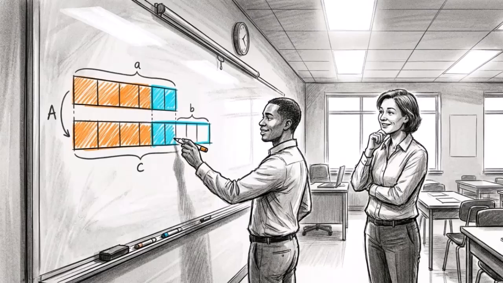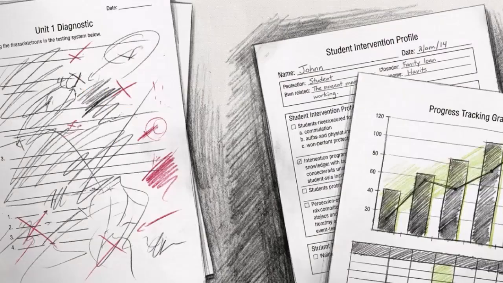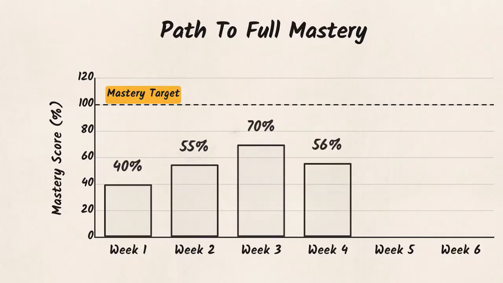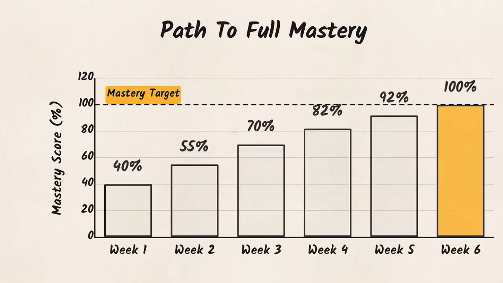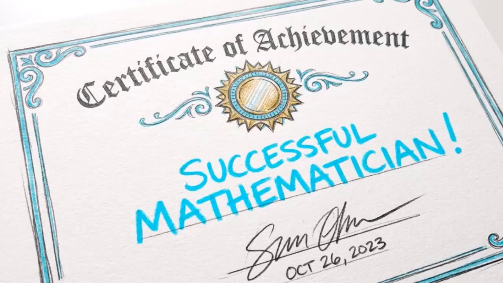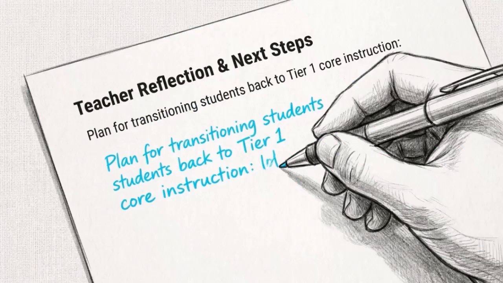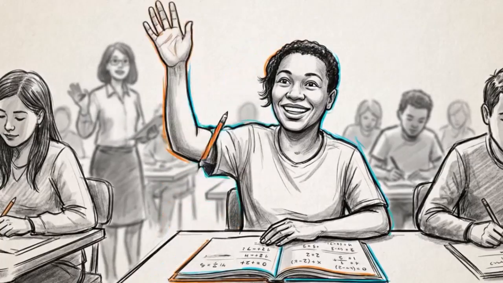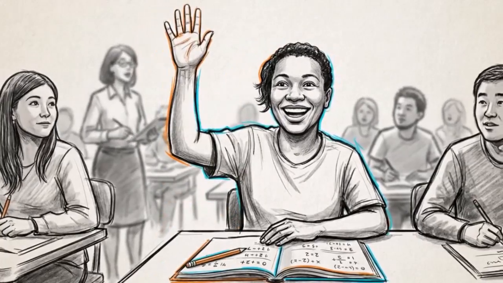Your 6-week intervention cycle is now established, moving the focus from a blank diagnostic to an active plan for growth. This tracking system is designed to visualize the student's path as they work toward their specific mastery target. When the goal is met, use the Certificate of Achievement to recognize the student's effort and perseverance. Finally, use the teacher reflection page to plan how the student will reintegrate into the rest of the class. The ultimate goal is to build enough foundational skill so the student can thrive in Tier 1 core instruction with a resilient mathematical foundation.